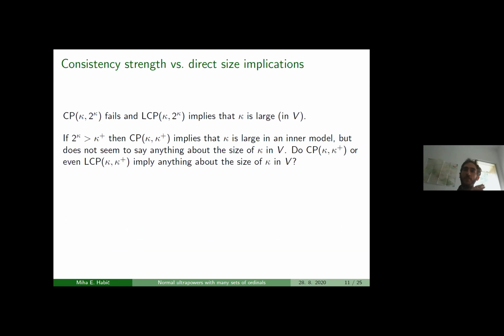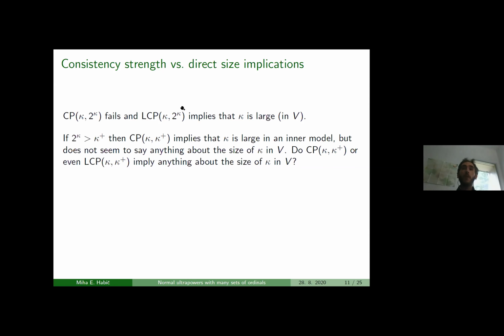So now I want to move into what I've been telling you mostly what was already known, and some playing around with ultrapowers. Let's try to see the main result that I want to show you. So the capturing property at 2 to the kappa fails, as we saw. And local capturing at that level is consistent, but it directly implies that kappa is large in V. Remember, it told us that kappa has large Mitchell rank in V.